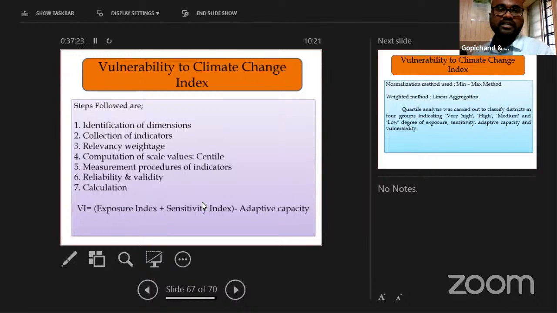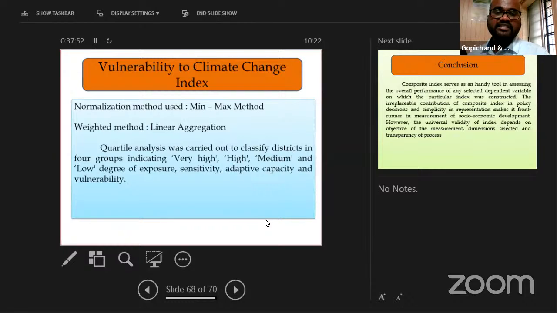The steps followed here are identification of the dimension, collection of indicators, relevancy weightage, computation of the scale values based on centile percentage, measurement procedures of indicator, reliability and validity calculation. Based on the dimensions, exposure index, sensitivity index, adaptive capacity. These three are the dimensions used to calculate one vulnerability index. Normalization method used is min-max method, and weightage method is linear aggregation. Based on the quartile analysis, the districts were categorized into very high, high, medium, and low.